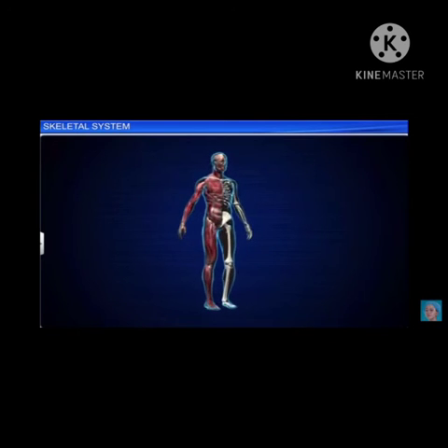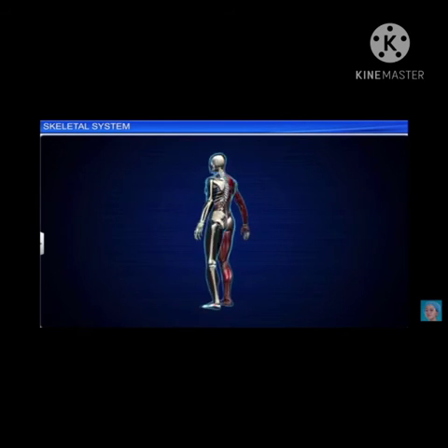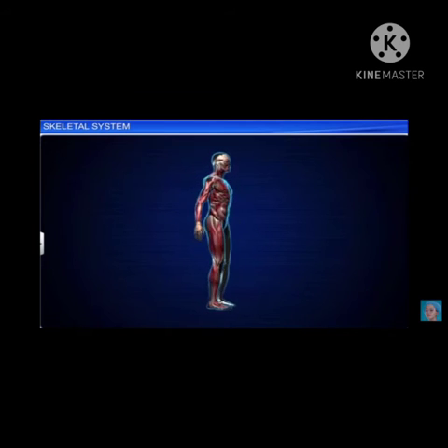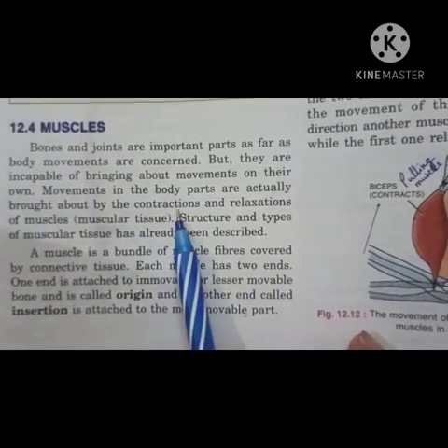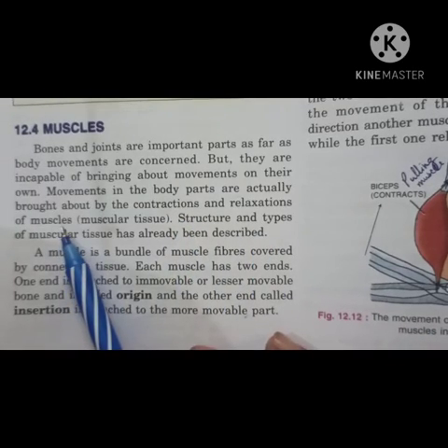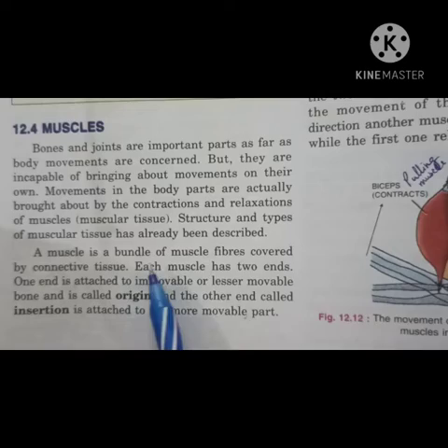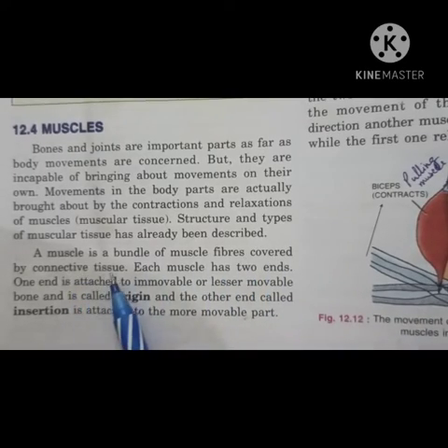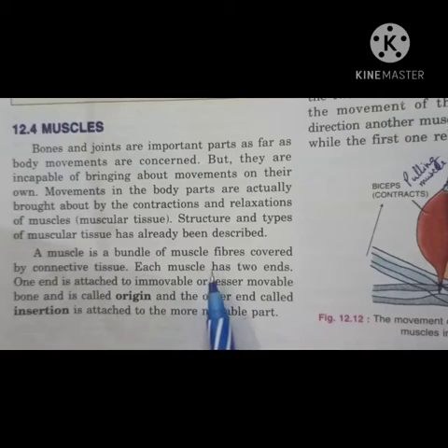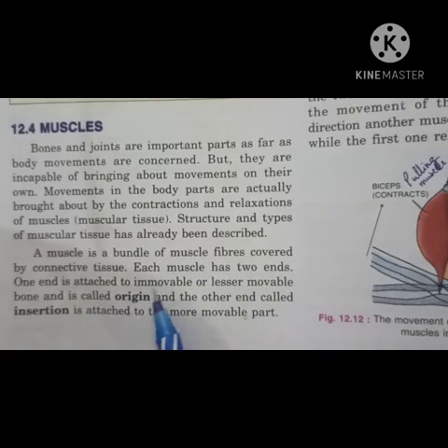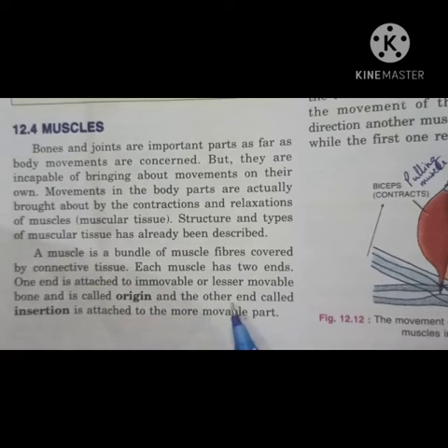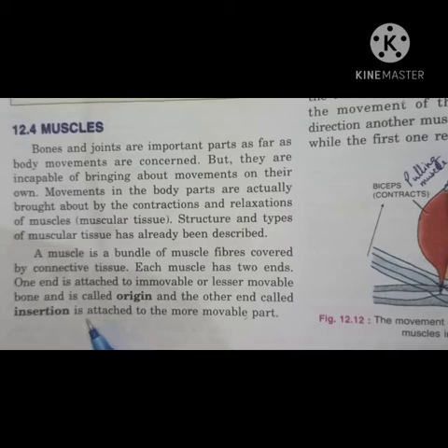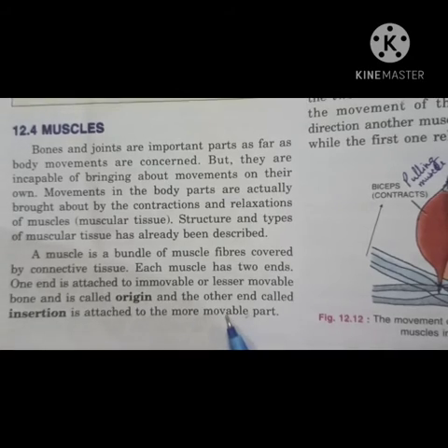All of you know that without muscles, movement is not possible, because only bones and joints are not able to help in movement, right? Movements in the body parts are brought about by the contraction and relaxation of muscles. A muscle is a bundle of muscle fibers covered by connective tissue. Each muscle has two ends. One end is attached to the immovable part or lesser movable bone and is called origin, and the other end is called insertion and is attached to the more movable part.